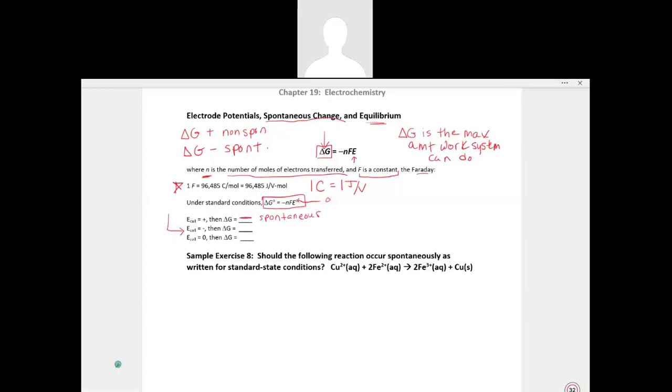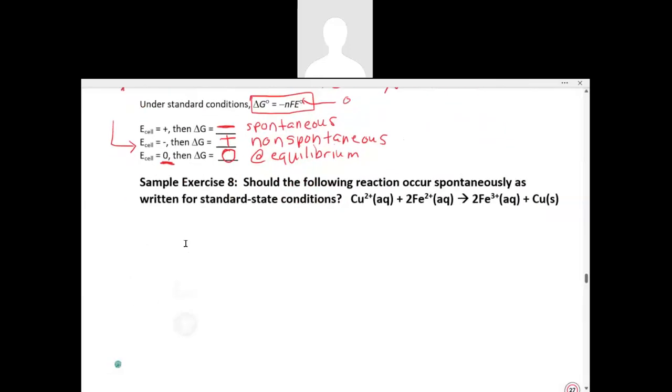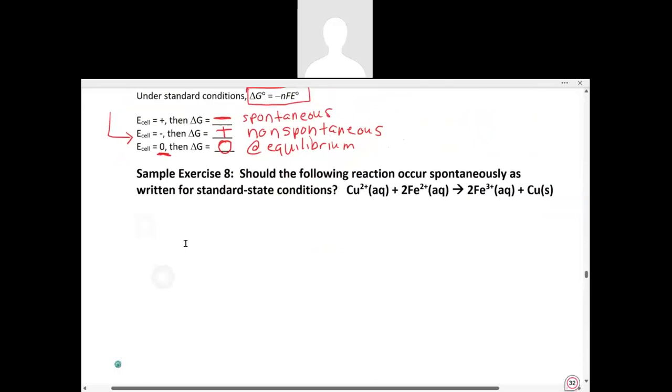In the second set of conditions, when E cell is negative, that would make that equation generate a positive delta G value, or Gibbs free energy, and that would imply a non-spontaneous reaction. And then in this last case, when E cell is found to be 0, this implies that our system is at equilibrium, and therefore our delta G, the Gibbs free energy, is going to be equal to 0. So let's keep these three cases in mind, and let's take a look at sample exercise 8 here.